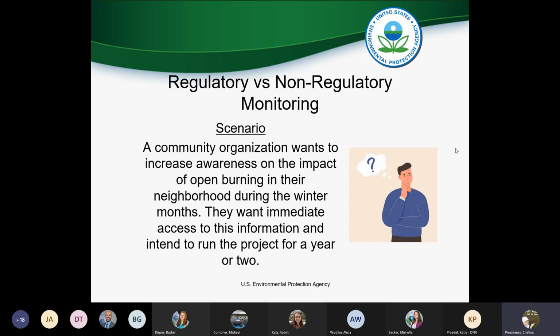I'm just going to read it to you, and in the chat box, if you could write whether regulatory or non-regulatory monitoring would be more applicable to this situation. So there's a community organization that wants to increase awareness on the impact of open burning in their neighborhood during the winter months. They want immediate access to this information and intend to run the project for a year or two. Which would be more applicable?